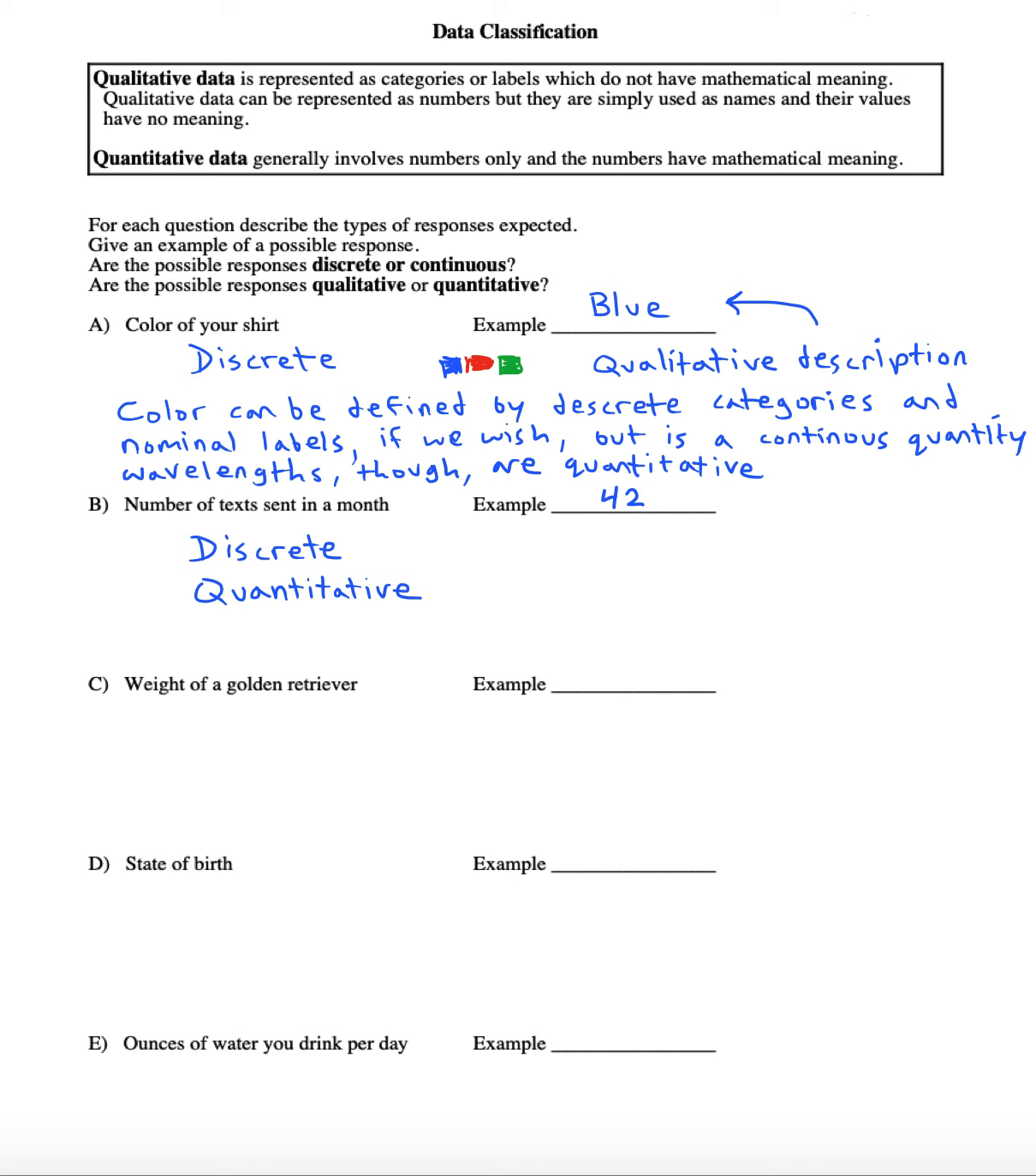The weight of a golden retriever, let's say 75 pounds. Is it discrete or continuous, this concept? Well, weight is a physics quantity that could be measured in a lab, and I would call it continuous, because the weight of the dog could really be any real number. You could have fractions, you could have decimals. You can get more and more precise as you measure the dog. It would definitely be quantitative.